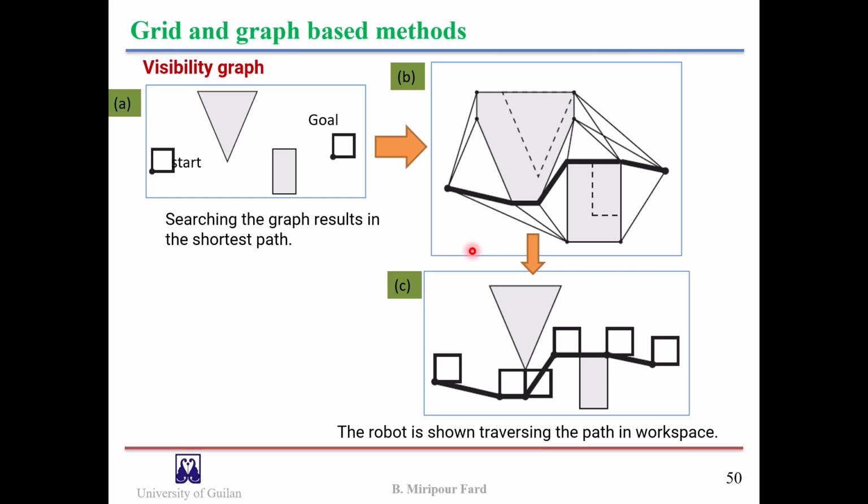Searching the graph for a shortest path results in a path that you can see in figure B in bold. In figure C, the robot is shown traversing the shortest path. In this lecture, next we will talk about the algorithms to obtain these shortest paths.